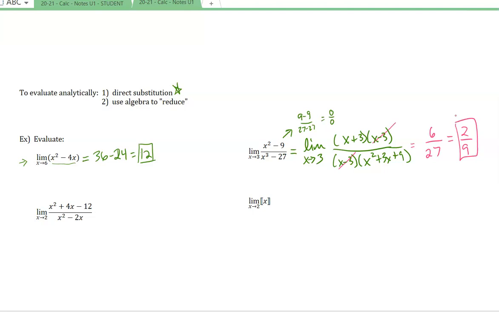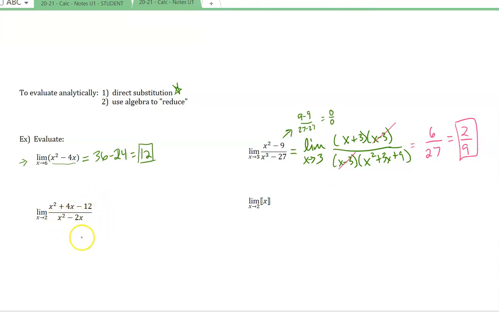Just a note about algebra, in general we would not be able to get rid of a factor x minus 3 because it could cause a 0 somewhere, but the goal here was to get rid of the 0. So yes, we did need to cancel out the x minus 3's, okay? So if possible, look for a way to get rid of the factor that causes you to have the 0, okay? Here's another one. Limit as x approaches 2 of x squared plus 4x minus 12 over x squared minus 2x.